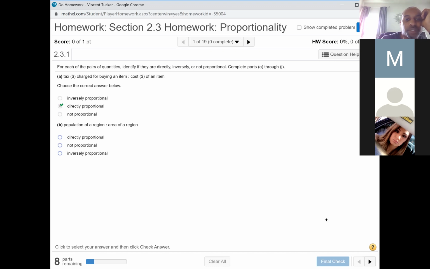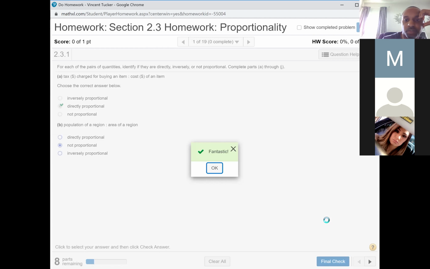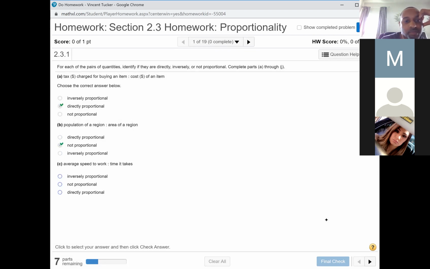Population of a region. In other words, the number of people that live in a region is how proportional to the area of the region? Should be not proportional, because I don't care how many people you put in Chesapeake, the area is not going to grow. So it's not proportional. Questions on the first two? Pretty good.